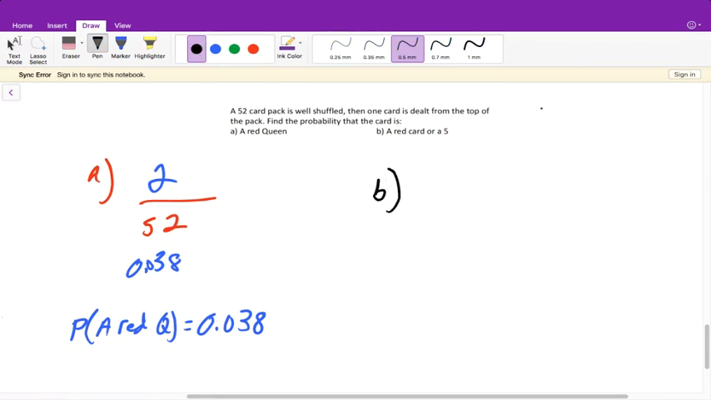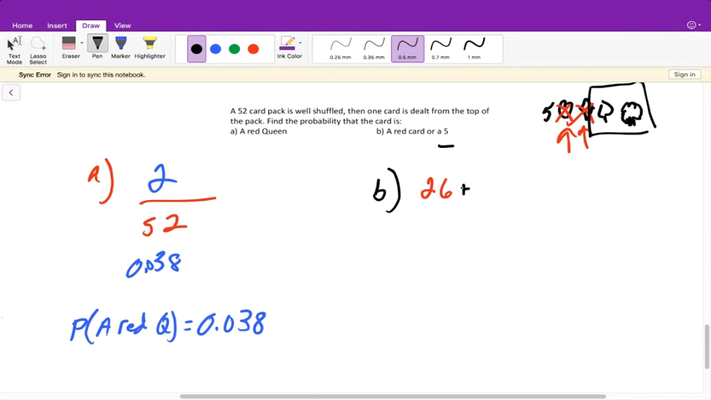But remember, with a 5, we have a heart, we have a diamond, we have a spade, and then we have a club. These two are red. So when we say a red card, we know we have two colors. So we have 26 red cards, and that is including the 5 of diamonds and 5 of hearts. So when we say or a 5, we won't include them because we've already counted them in this 26. So we are going to include any other 5 that is not a red, which is the 5 of spades and the 5 of clubs. So 26 plus 2 is 28.